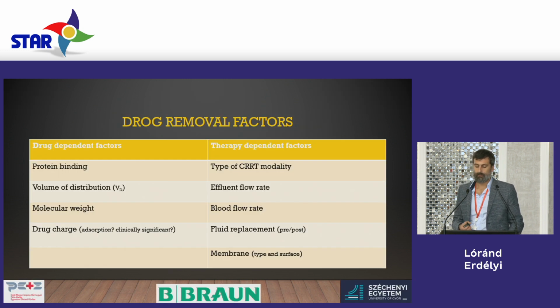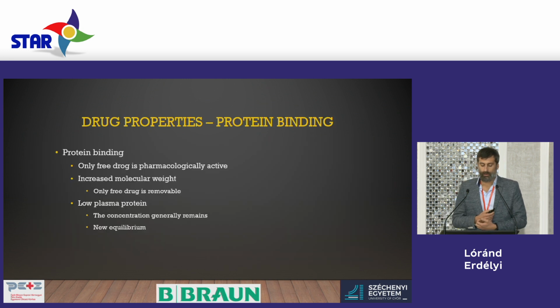The factors influencing the removal of drugs can be classified into two groups. The physicochemical properties of the active substance: protein binding, volume of distribution, molecular weight, and drug charge; and the settings and properties used during the CRRT procedure: modality, effluent flow rate, blood flow rate, fluid replacement, pre or post dilution, and the membrane type. Let's first look at the properties of the drugs.